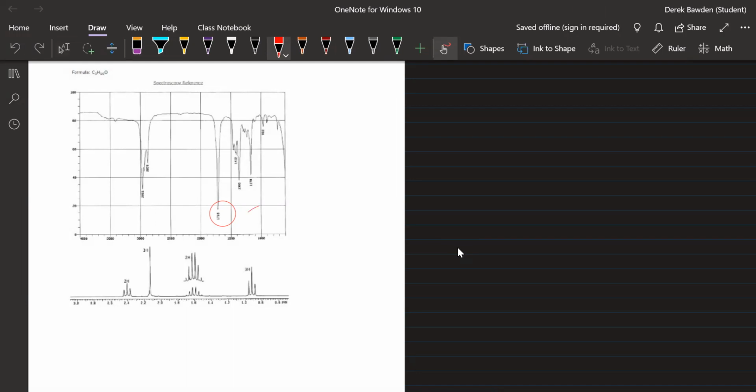Okay, so this is going to be a C double bond O. All right, and then we have our sp3 CHs. Okay, so nothing too crazy there, but we do know we have a C double bond O.